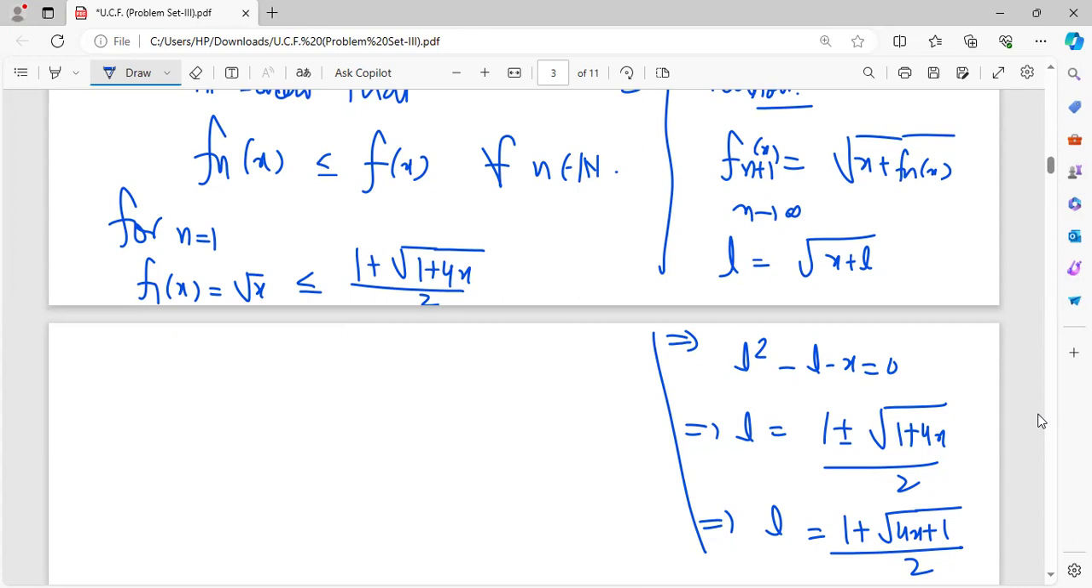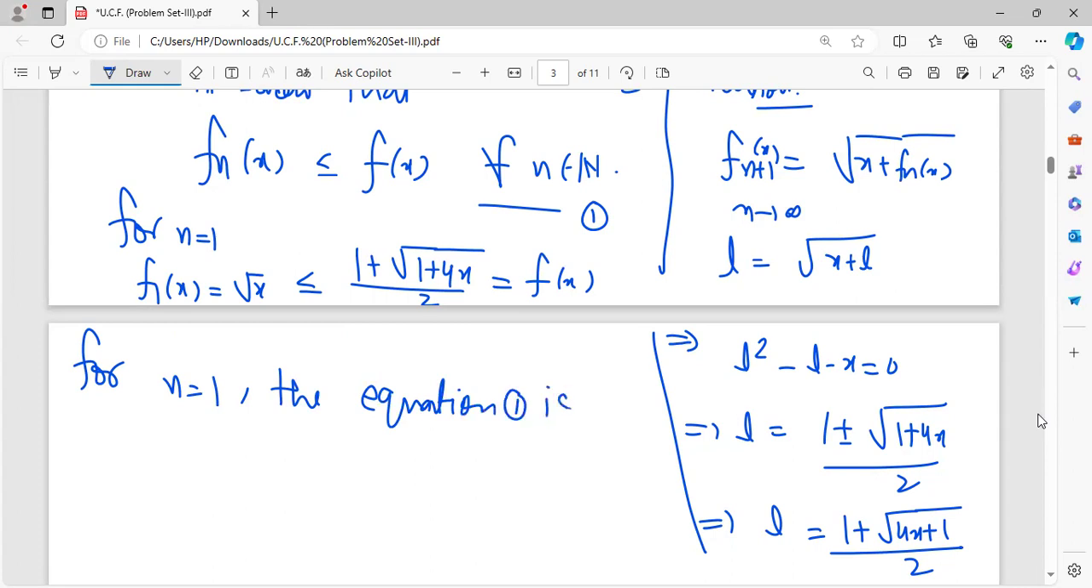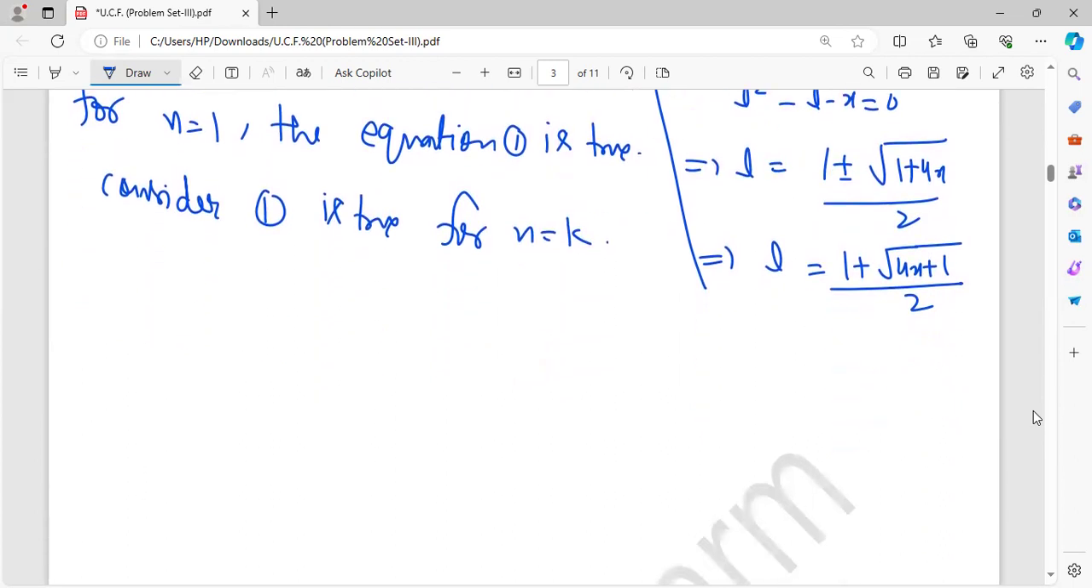Okay, because after taking 4x it will be 1 plus 4x, so it is greater, that is my f(x). So for, let's say it is equation number 1, for n equal to 1, equation 1 is true. Now consider 1 is true for n equal to k. Okay, then what does it mean? If 1 is true for n equal to k, then it means f_k(x) is less than f(x). Let's say equation number 2.